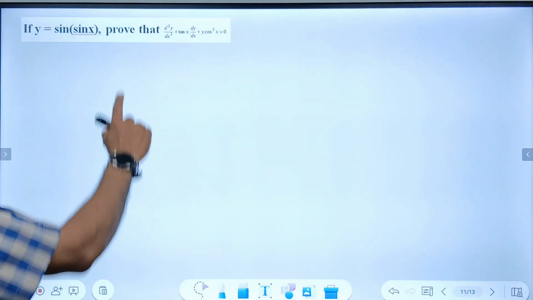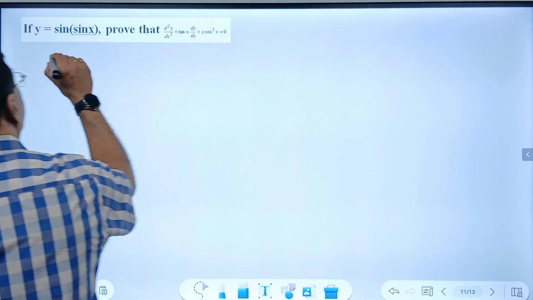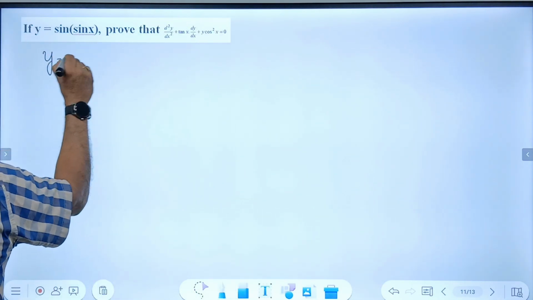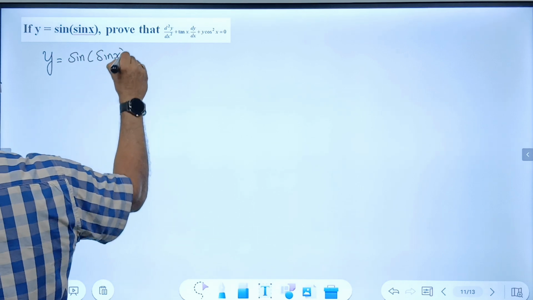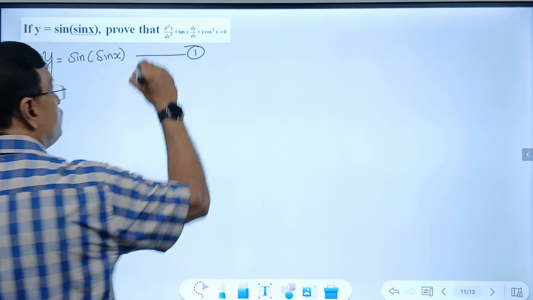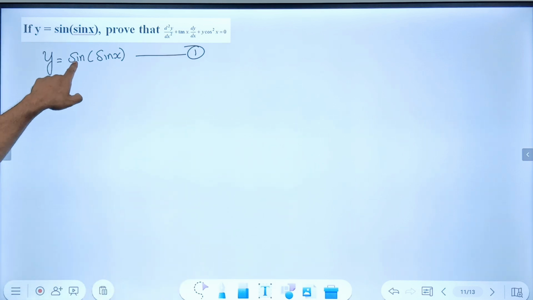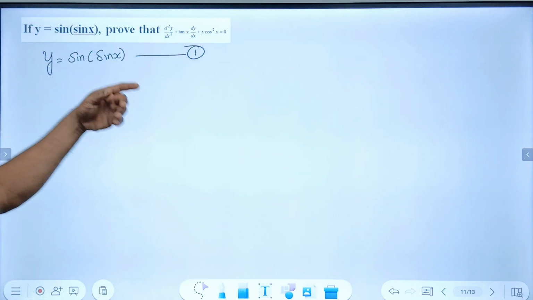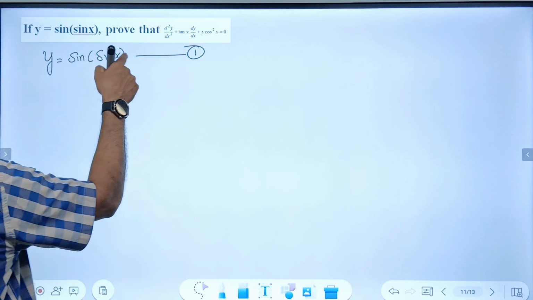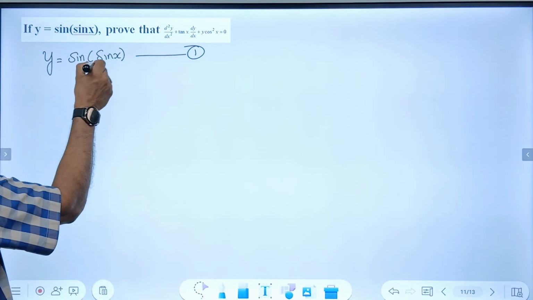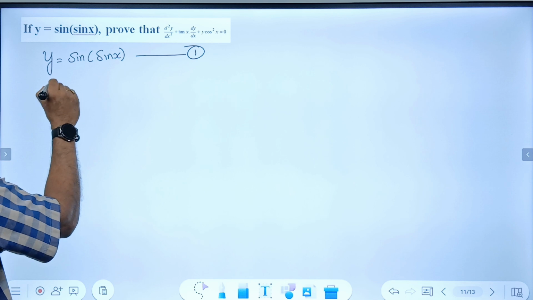Now, very, very important question. y equal to sine of sine x. I will just call this as 1. Remember, it is sine of sine x. Here sine x is the angle for sine. So it's one single function. So don't use product rule. Many students use product rule and get confused.